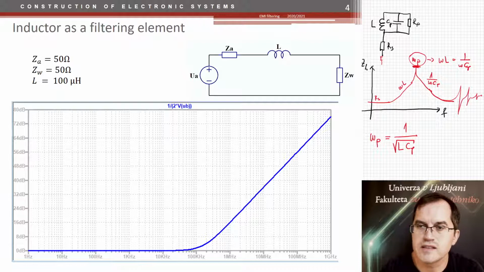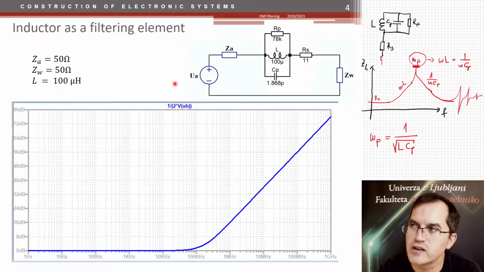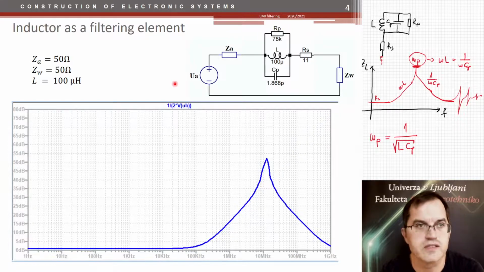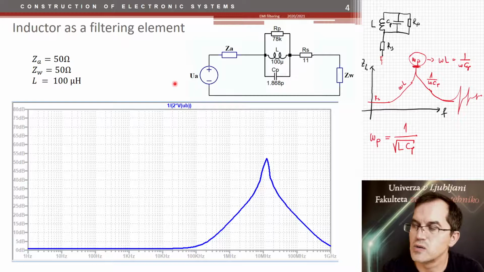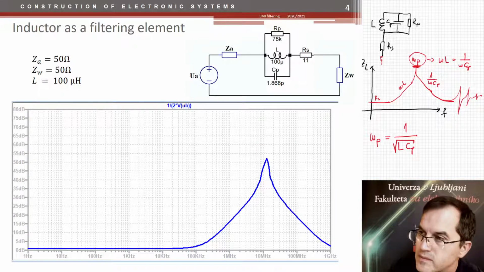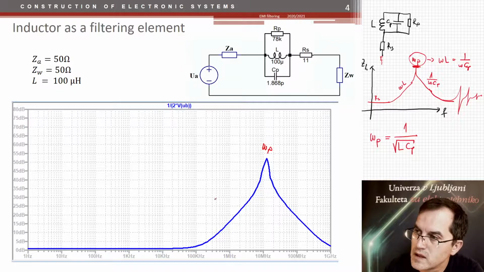All right, so let us do the simulation of how the insertion loss would look if we include a real coil. So we are including a real coil with some real values of winding capacitance, series resistance of wires, and the parallel resistance, which represents the losses in the core. And this is the result. So we have a parallel impedance here. We have the corner frequency, which is the same.